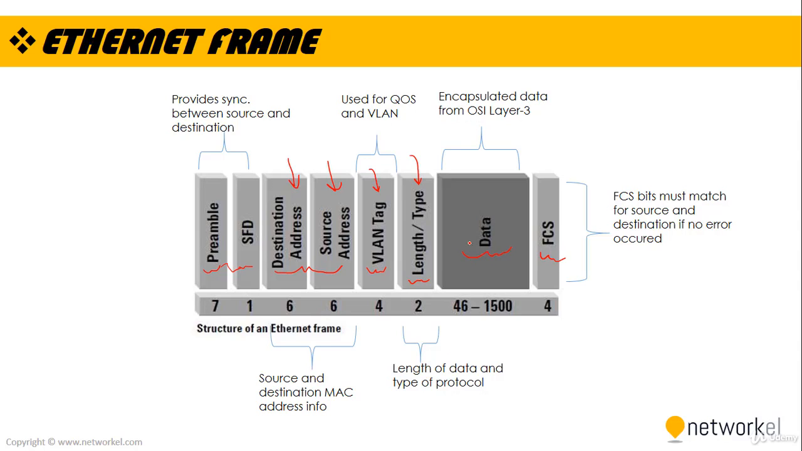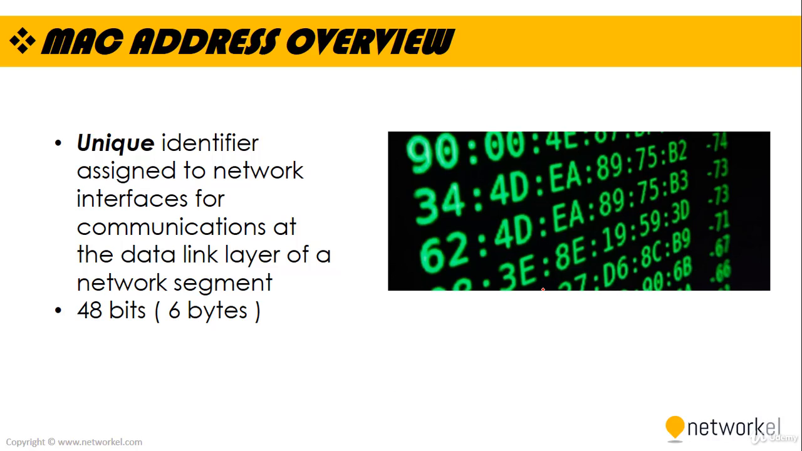And another field is the data field, which keeps the encapsulated data information from OSI layer 3. And the last field is FCS, frame check sequence, and frame check sequence bits must match for source and destination if no error occurred, and this field is used for error detection.